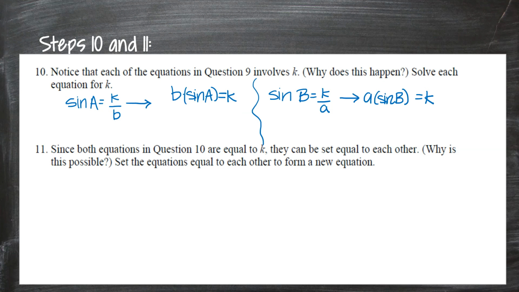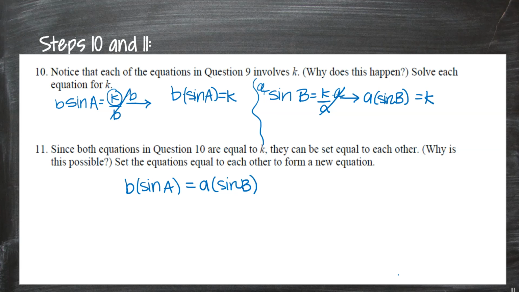So for step 10, just like we did before, we need to multiply both sides by the variable in the denominators so that they will cancel, because we're trying to get K alone. So if we multiply both sides by B, the B's will cancel, and we get B times the sine of A is equal to K. Then, similarly, here we need to multiply both sides by an A so that the A's will cancel, and we get A times the sine of B is equal to K. Did you get it right? If not, look at what you did, see if you can analyze what you did wrong. All right? Then try step 11.